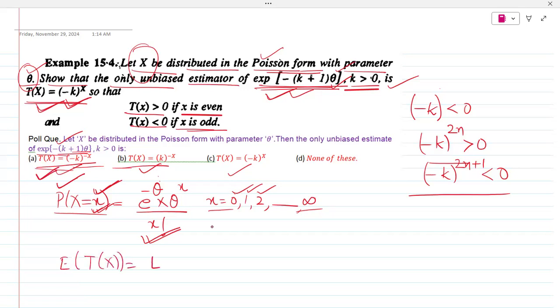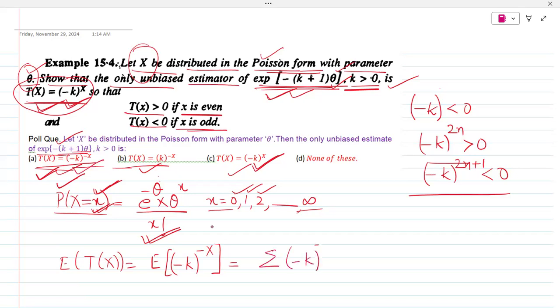So what is that? It is the expected value of (-k)^(-x). I start from this. By now, if you observe carefully, we already know that the answer is option C because it is mentioned here. But still, for better understanding, I will start from here.